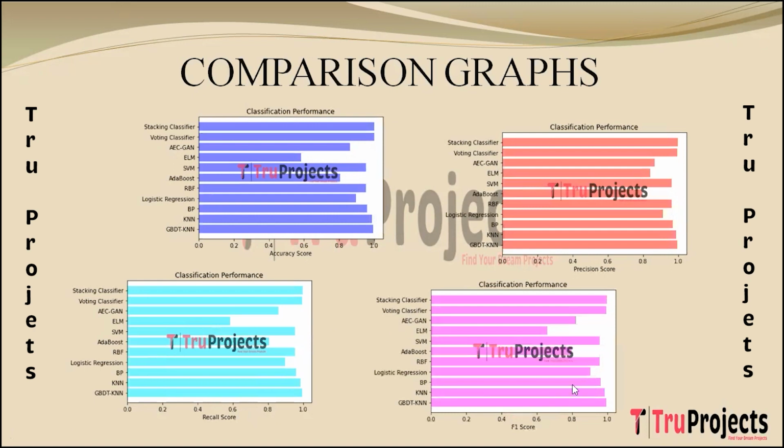And this is F-score comparison graph. In this graph on x-axis I have F-scores and on y-axis I have algorithm names. So F-score combines precision and recall into a single metric, balancing accuracy and completeness in predictions. So the algorithm which is best performing in all the performance metrics will be used for predictions.